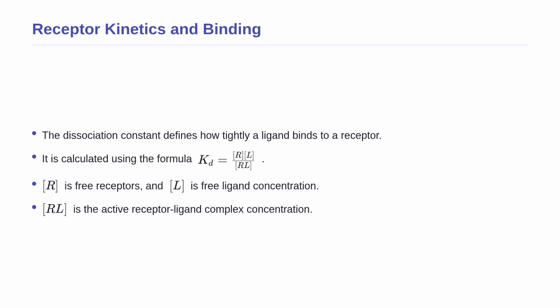If the value of KD decreases, it means the binding is very strong, whereas a higher KD means the ligand easily falls off the receptor.